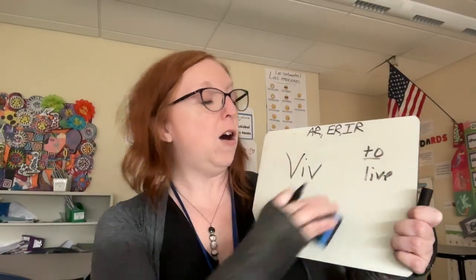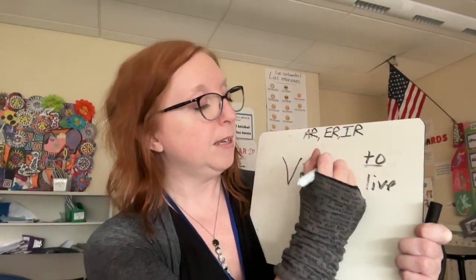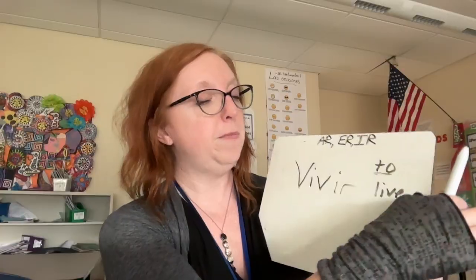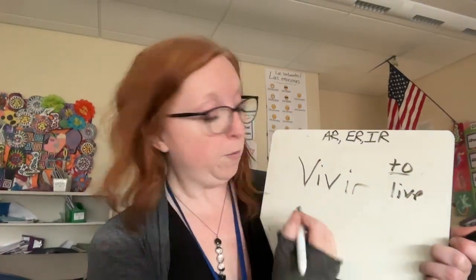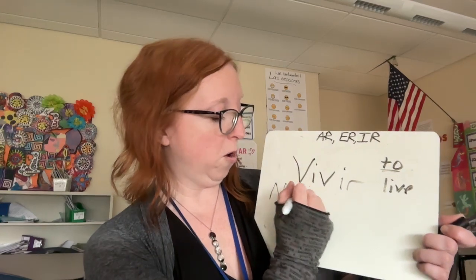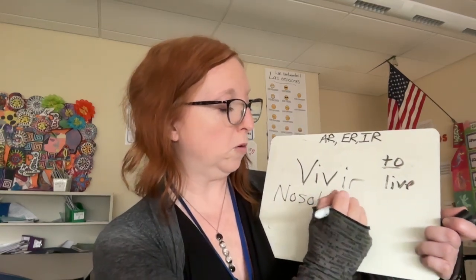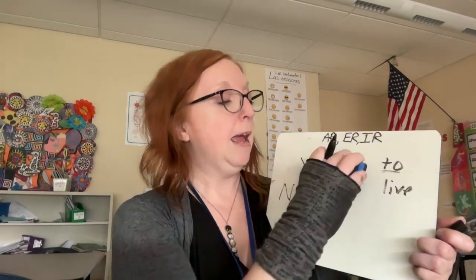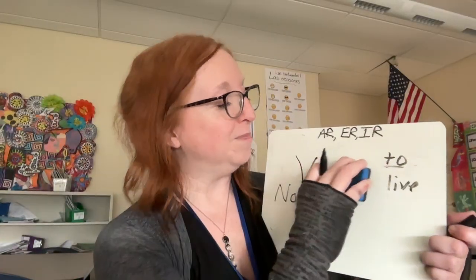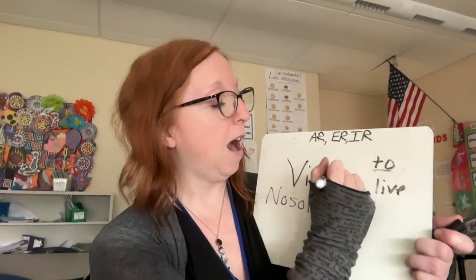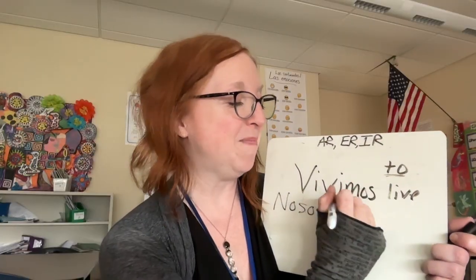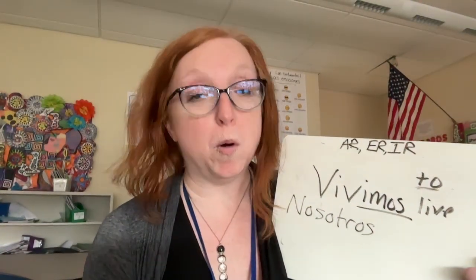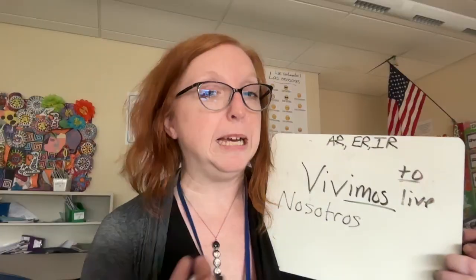Let's do our plurals. So IR, vivir, to live. The plural of I would be we, or nosotros. We live. Ready to break your brain again? Chop off the IR and add I-M-O-S. Vivimos. Vivimos aquí. We live here.